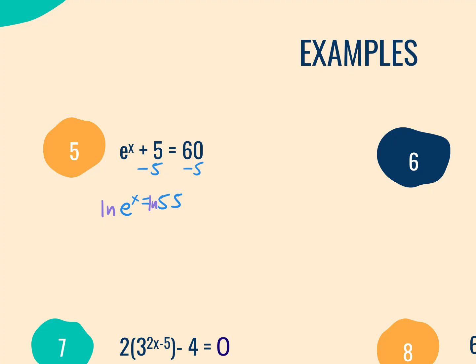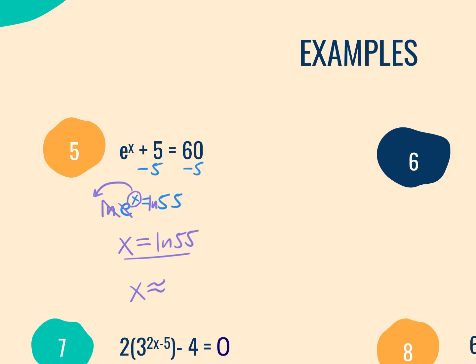Just because, hopefully some of you can see it already. Ln and e are going to cancel out, right? You can still move that x to the front, but then you're left with x times ln of e, and we already know from previous lessons that ln and e cancel out. So we're just left with x equals ln of 55. All right, that's our exact answer. Should be pretty simple.